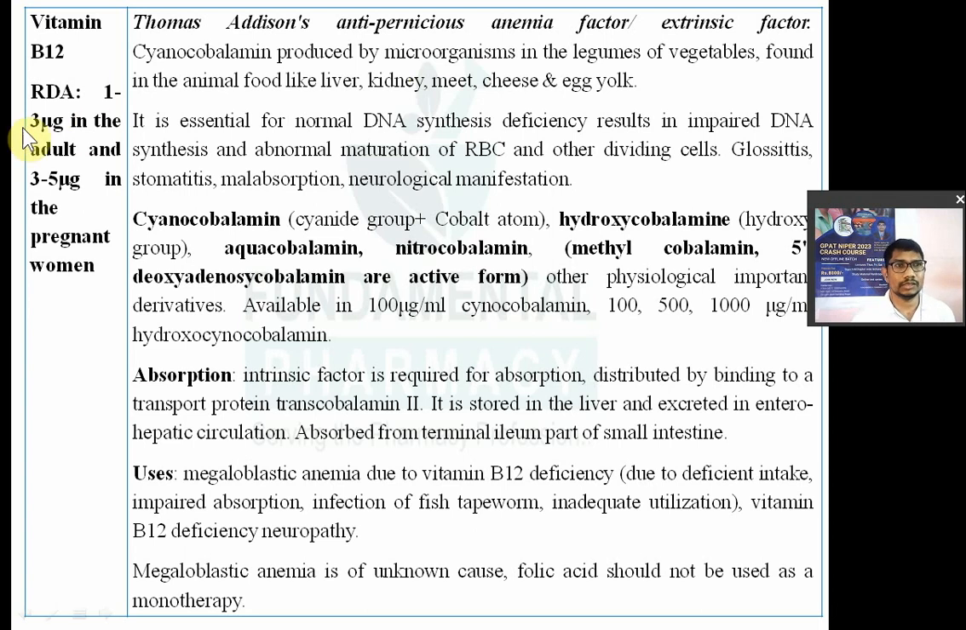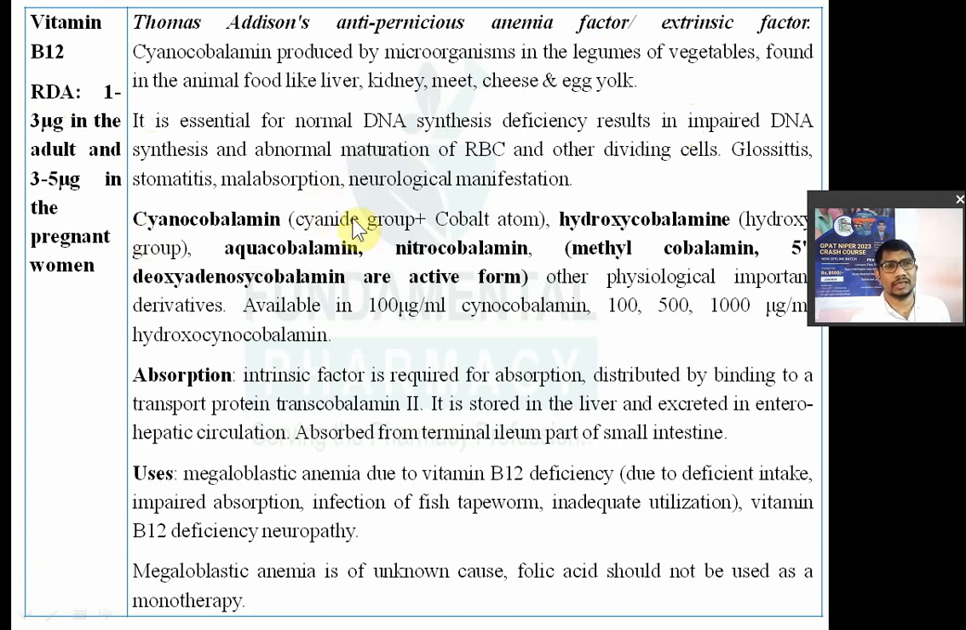Now it is a cyanocobalamin produced by microorganisms in the legumes of vegetables. A good source of vitamin B12 is meat, cheese, egg yolk, right? 1 to 3 microgram of vitamin B12 is required for an adult, 3 to 5 microgram is required for a pregnant woman.